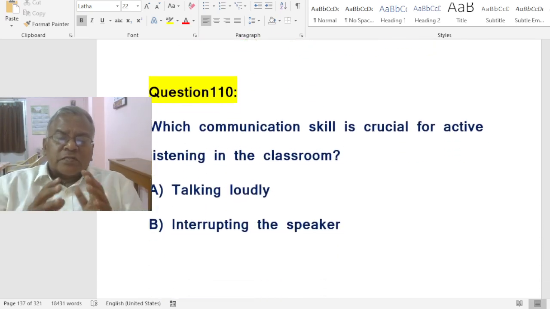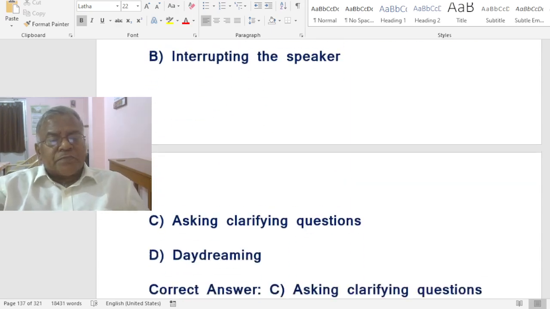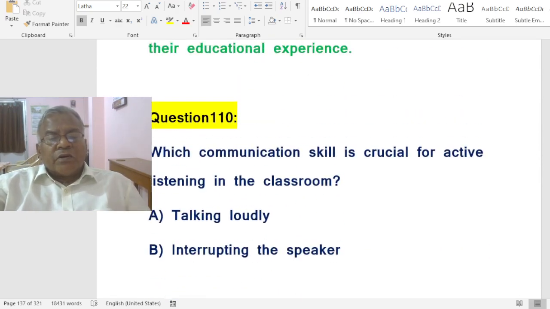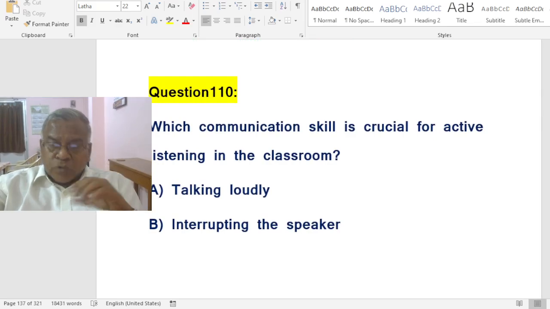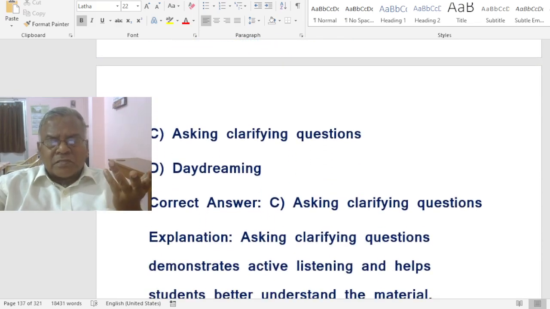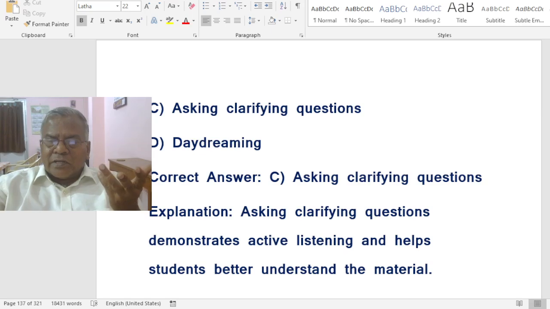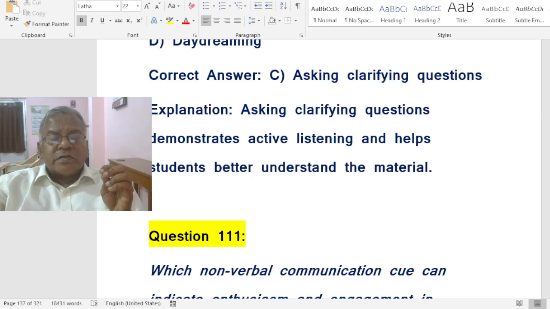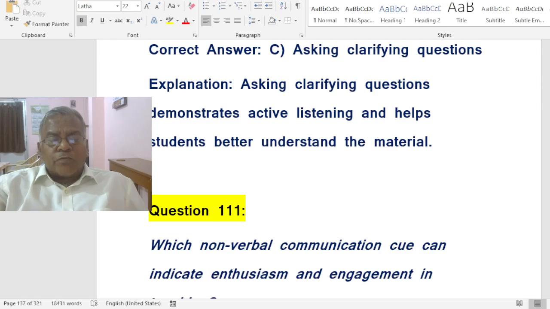Which communication skill is crucial, important for active listening in the classroom? A. Talking loudly. B. Interrupting the speaker. C. Asking clarifying questions. D. Daydreaming. See, when they ask the question, it indicates that they have listened to the class. So, asking clarifying questions. Asking clarifying questions demonstrates active listening and helps students better understand the material. I hope you understood this.